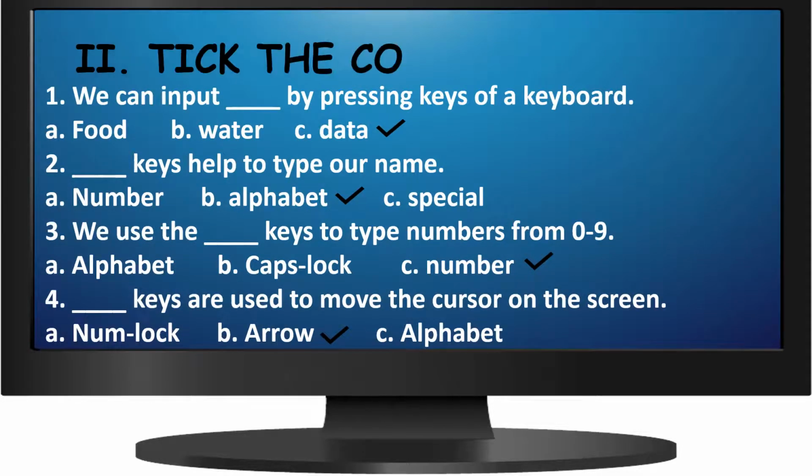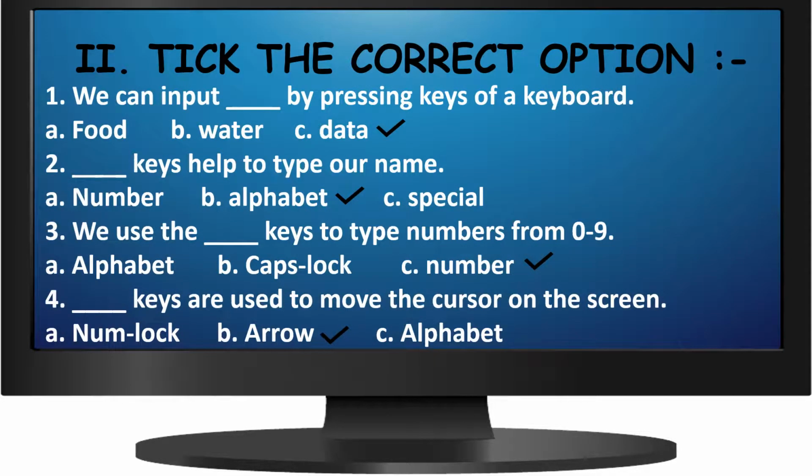Second is, tick the correct options. You have to choose the correct option and tick it. Three options are given. Number 1 is, we can input dash by pressing keys on a keyboard. What do we input by pressing the keys of a keyboard? We input food? No. We can input water? No. We can input data? Yes. We can input data by pressing keys of a keyboard.